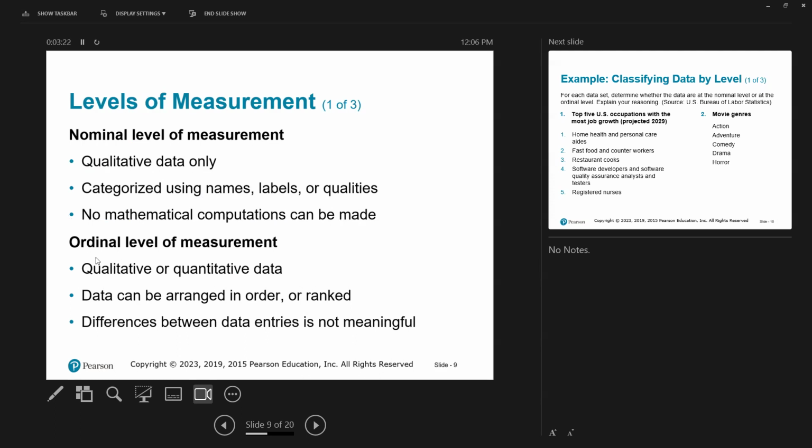The next level is the ordinal level of measurement. So it is still qualitative, or sometimes it is quantitative. So it can be quantitative too, but it can still be ordinal. Data can be arranged in order, or it can be ranked. Differences between data entries are not meaningful.